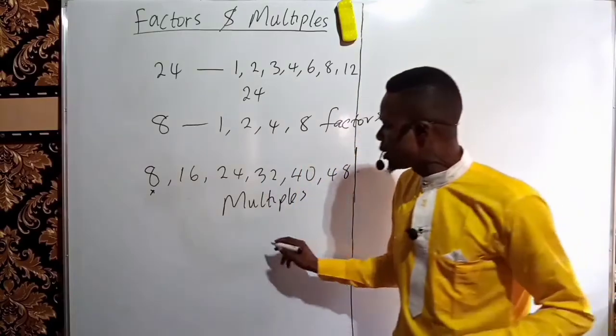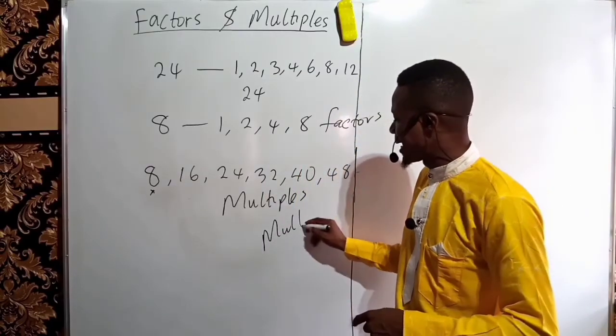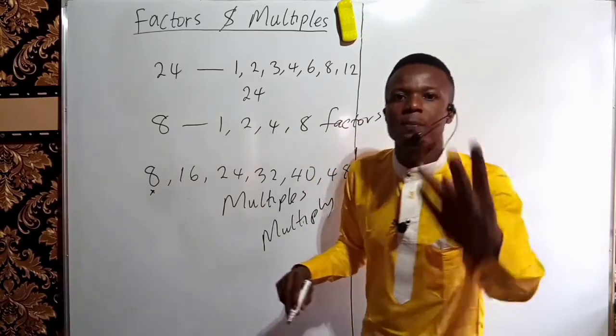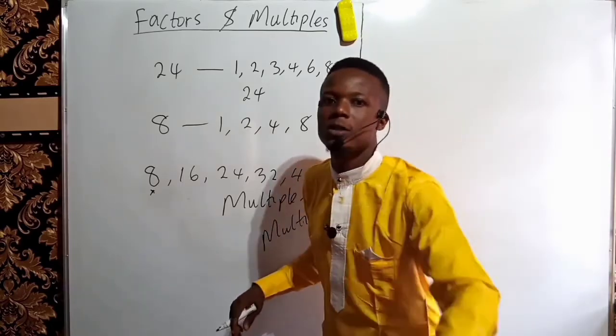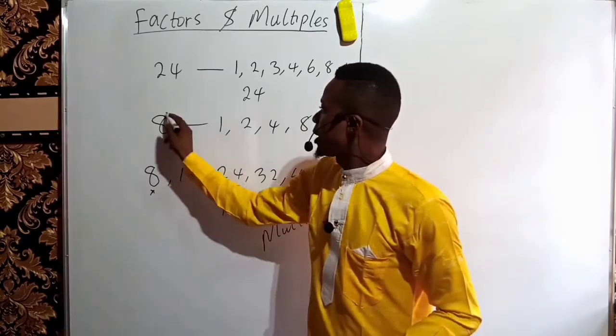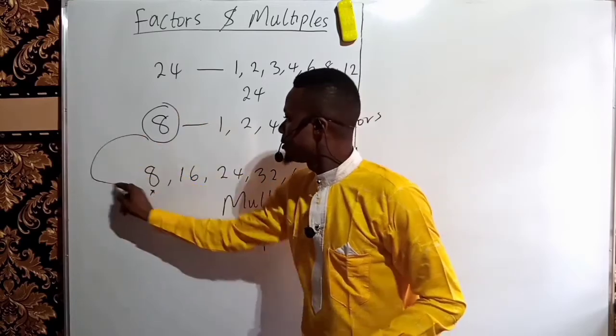Multiple is got from the word multiply. It is from multiply that you get multiples. Take for instance, I am talking about the multiples of 8 now.